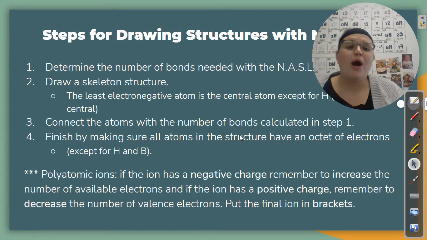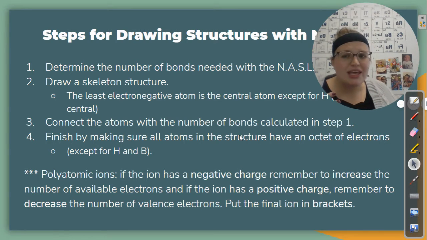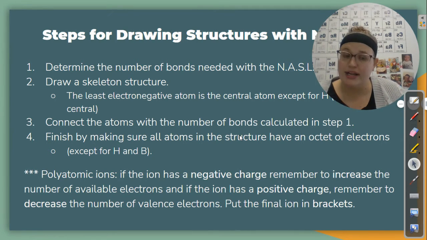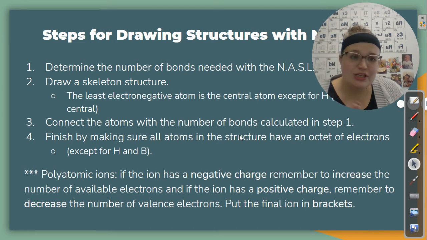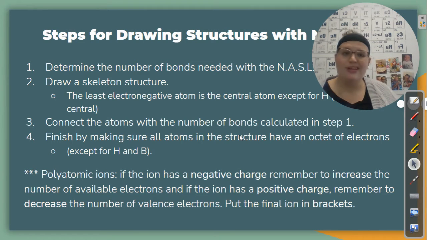You have to figure out what your central atom is, and normally it's your least electronegative atom, so the atom furthest from fluorine on the periodic table. If it's carbon, carbon will be your central atom. If it's hydrogen, hydrogen's never going to be your central atom. If it's two atoms, then you don't have a central atom. They're both going to be bonded to each other. Okay? But if it's in a formula, carbon is generally your central atom.